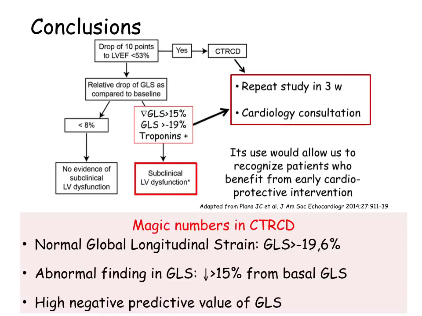The ideal strategy is to assess the percentage change in GLS at follow-up, allowing the patient to serve as their own control. A relative percentage reduction in GLS of more than 15% is very likely to be abnormal, whereas a change of less than 8% appears not to be of clinical significance.